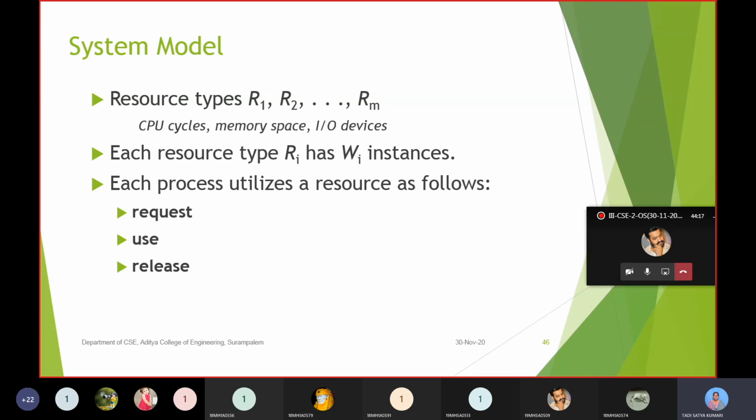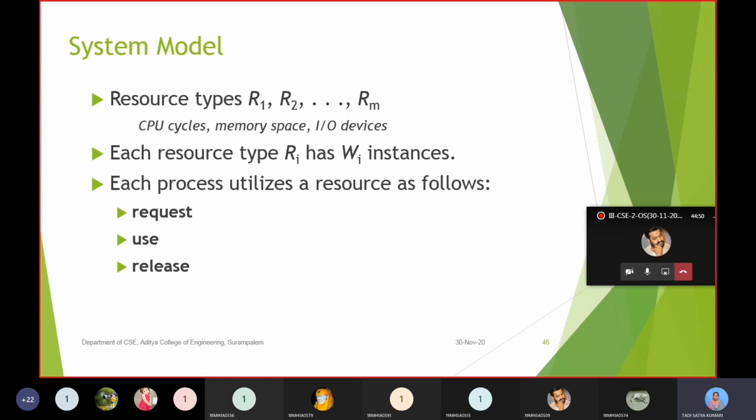For example, if you take a multi-processor system, multiple processors will be available. That means more than one CPU will be available. So here CPU is one type of resource and how many CPUs are available, that is called the instance of the resource type. Instance is represented with letter W and resource is represented with R.